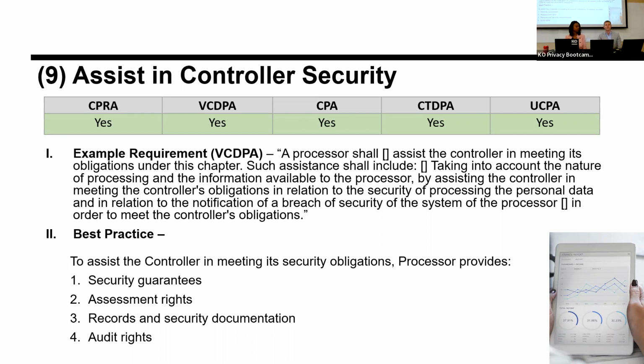So basically providing certain insights into the processing activities that the controller can then use so that it can make its own representations with regard to its vendor management program. You can assist those ways.